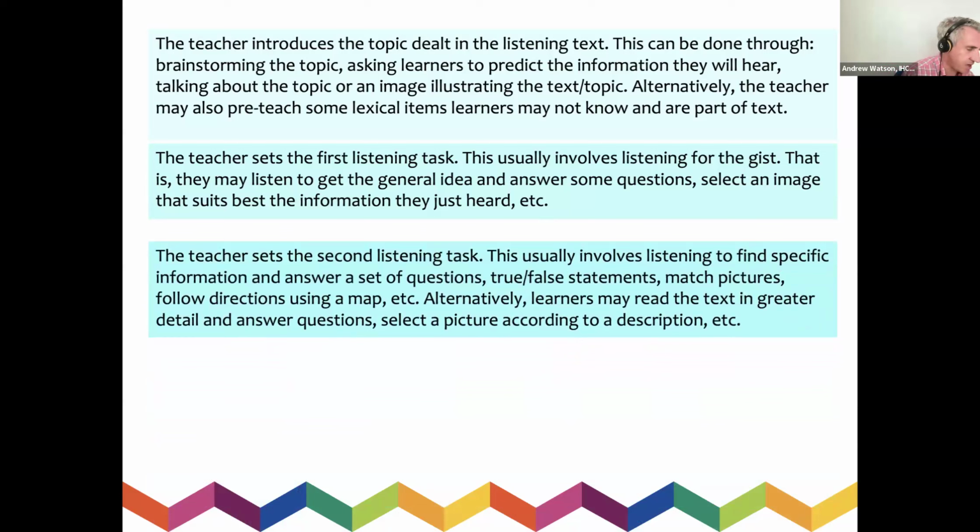The teacher then sets the second listening task. This usually involves listening to find specific information and answer a set of questions: true or false statements, match pictures, follow directions using a map, etc. Alternatively, learners may read the text in greater detail and answer the questions, select a picture according to a description, etc. I think that's wrong. It should say learners may listen to the text in greater detail and answer questions.